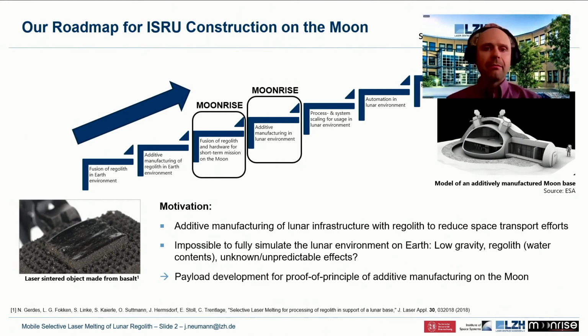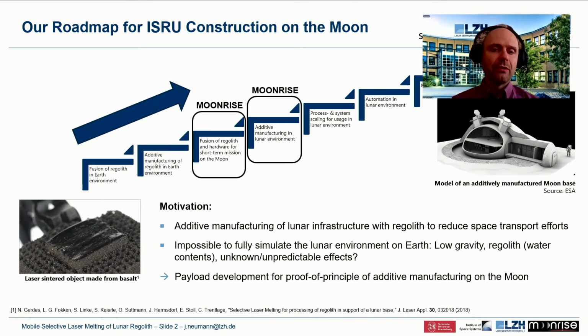Sorry again. So we have already developed a roadmap for ISRU construction on the Moon. As Simon said in the previous talk, the additive manufacturing of lunar infrastructure with lunar regolith would reduce space transport efforts immensely. We already did some experiments on Earth, on ground, for laser sintered objects made with a commercial machine for 3D printing, but it's of course impossible to fully simulate the lunar environment on Earth. For example, the low gravity to really simulate the regolith, and maybe there are also other unknown, unpredictable effects.